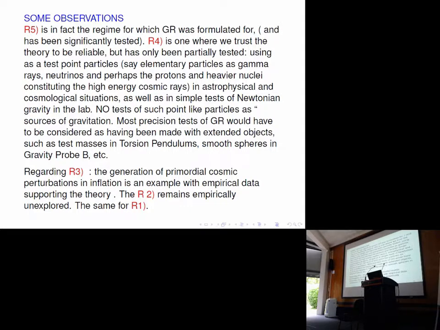Regime 3 is a regime of which we have some empirical knowledge because, if I remind you, that is the regime in which we characterize matter in terms of quantum fields. That regime is, for instance, the regime in which we look at inflationary cosmology and the formation of the seeds of cosmic structure, and we have empirical data that supports the theory. Regime 2, the hard semi-classical regime, is empirically unexplored, and of course, needless to say, regime 1, full quantum gravity, is unexplored as well.